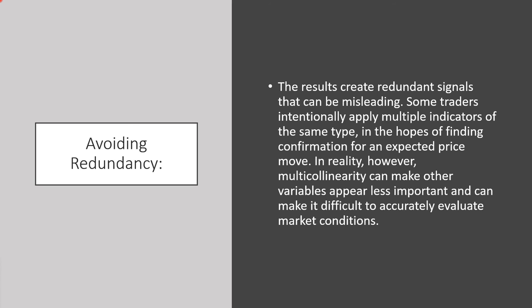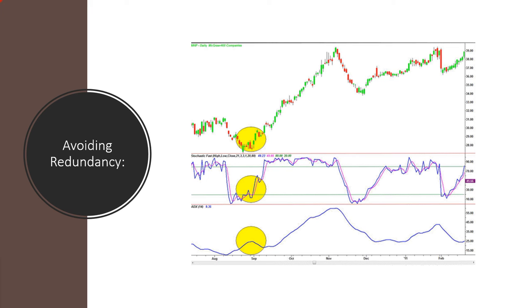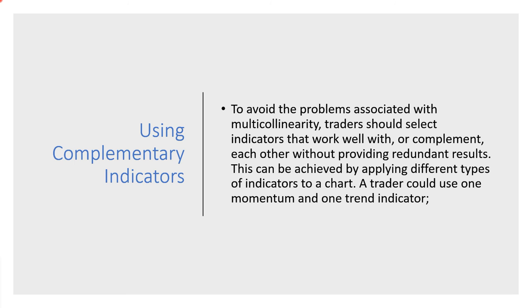Some traders intentionally apply multiple indicators of the same type in the hopes of finding confirmation for an unexpected price movement. In reality, however, multicollinearity can make other variables appear less important and can make it difficult to accurately evaluate market price. So you want to avoid using the same type of indicators. You want to use complementary indicators. To avoid the problem associated with multicollinearity, traders should select indicators that work well with or complement each other.